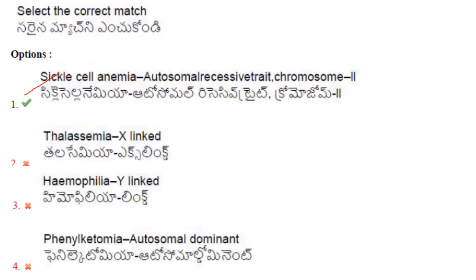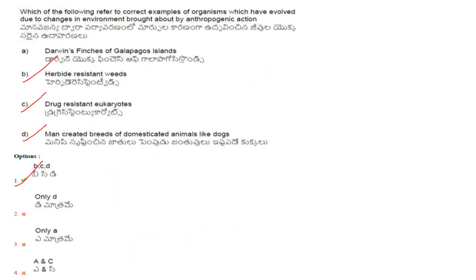Then next one. Select the correct match. Sickle cell anemia, autosomal recessive trait, chromosome 11. That is correct. Thalassemia is X-linked. No, thalassemia is autosomal recessive disease. Hemophilia is Y-linked. No, hemophilia is X-linked recessive disorder. Phenylketonuria is an autosomal recessive trait and not autosomal dominant. So first one is the right answer.